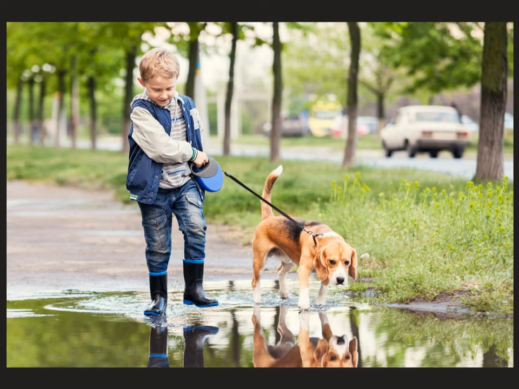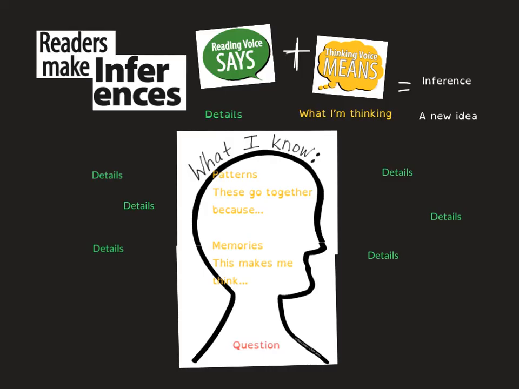Inferencing, in conclusion, is when we look at a text. And the text can be a book, it can be a picture, it can be a movie. And what we're looking for is details in the text, and we combine them with what we're thinking. So we notice patterns, these things go together because of this, and memories. This makes me think of something. And together, we combine those things into an inference, which is a new idea, and that new idea is usually the answer to this question.